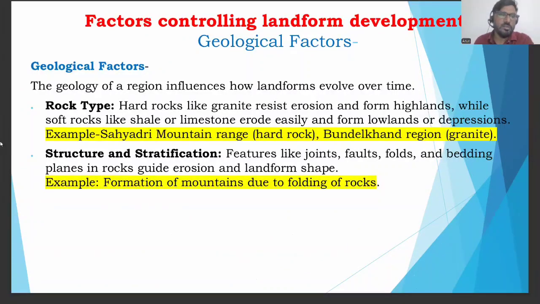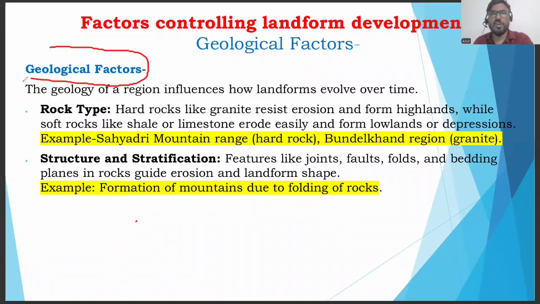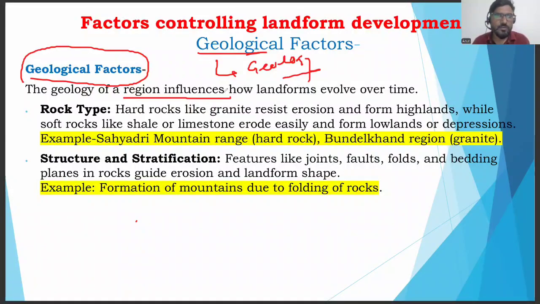So coming to the third important factor, after the endogenetic and exogenetic factors, the third one is geological factors. These factors are associated with the geology, the rocks. So the geology of a region influences how landforms evolve over a period of time, right?